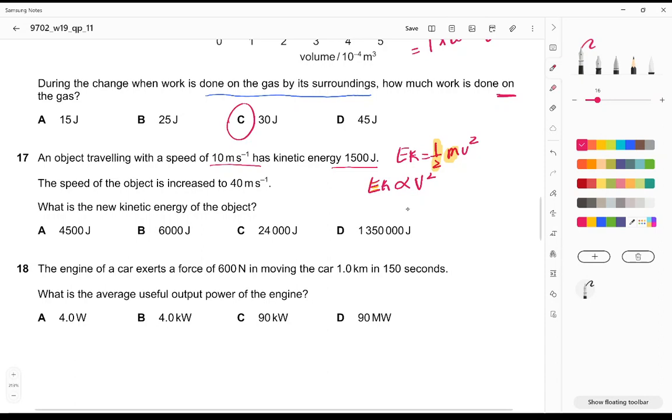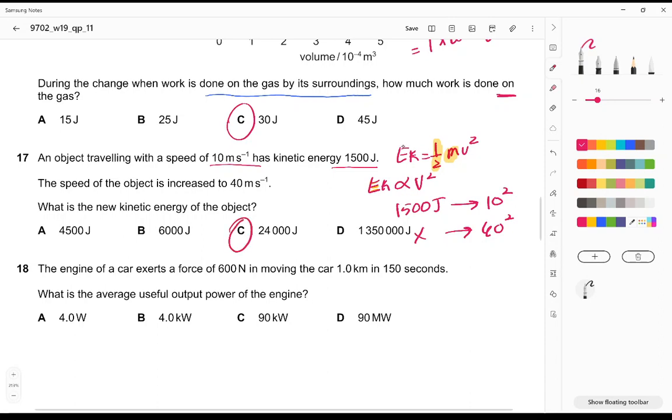So let's see. The EK is 1500. The kinetic energy is 1500 joules, which is equal to 10 square. So let's do the same thing for 40 square, and that should give me the kinetic energy directly. Just cross multiply it. This is a very, very fast way to do it. 40 square multiplied by 1500 divided by 10 square. So this gives me 24,000 joules.